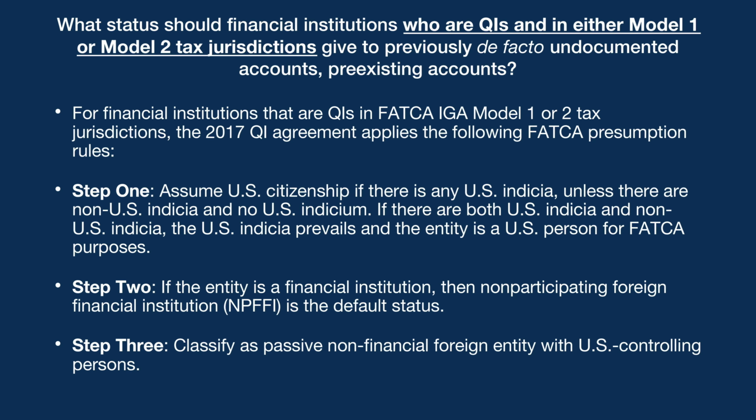Step 1. Assume US citizenship if there is any US indicia, unless there is non-US indicia and no US indicium. If there are both US indicia and non-US indicia, the US indicia prevails and the entity is a US person for FATCA purposes. Step 2. If the entity is a financial institution, then non-participating foreign financial institution is the default status. Step 3. Classify as passive non-financial entity with US controlling persons.